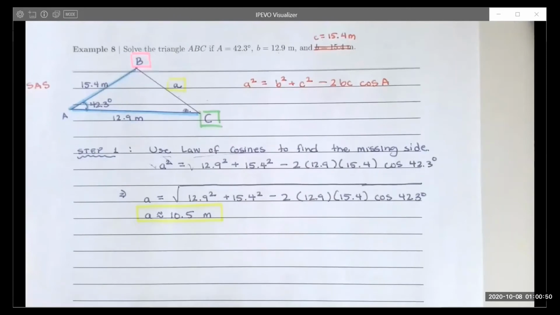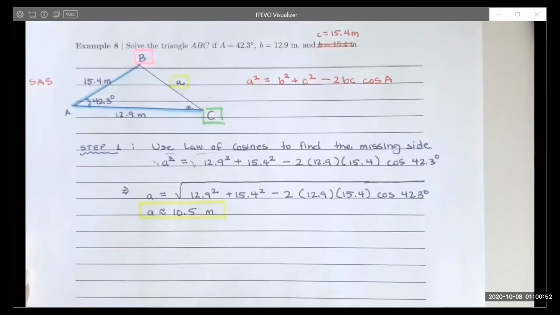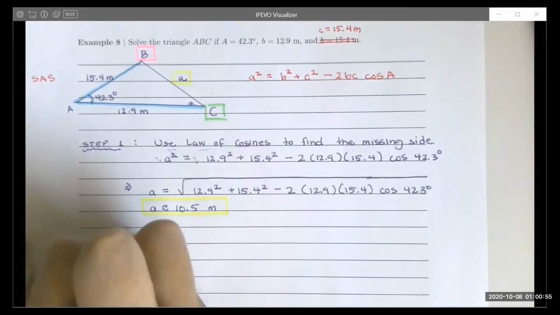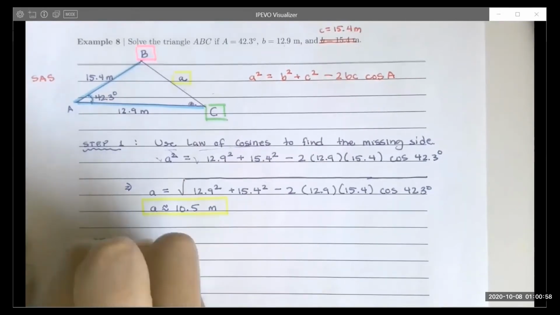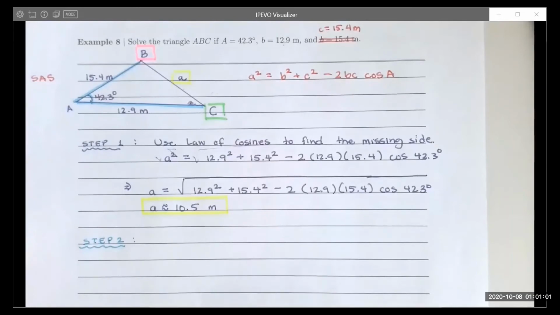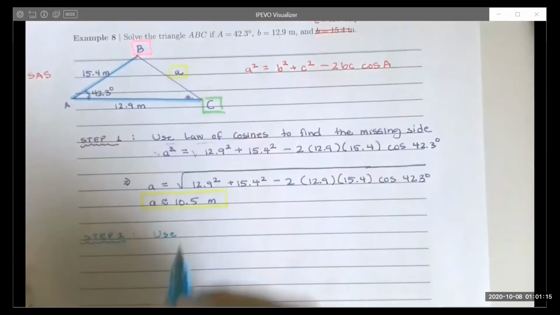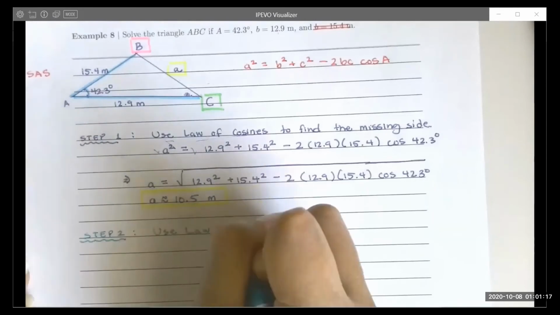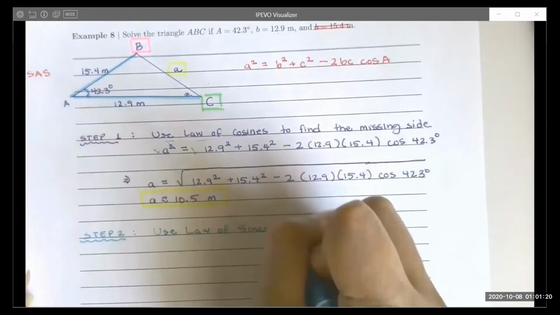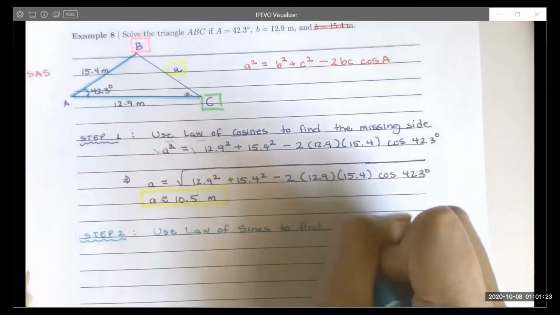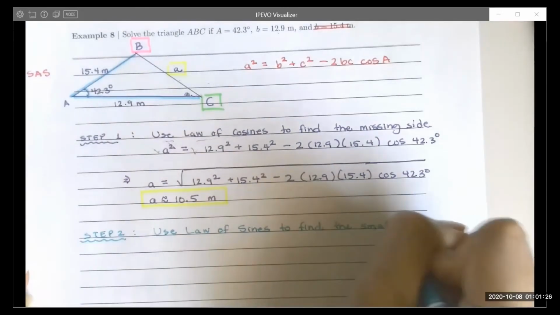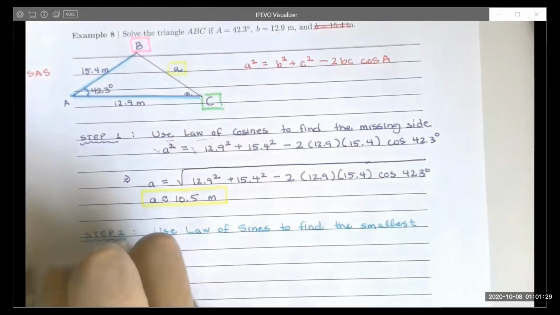The second step is to now try to use the law of sines to find the smallest of the two missing angles. And here's the reason why. So let me just first write that. Use law of sines to find the smallest of the two missing angles.